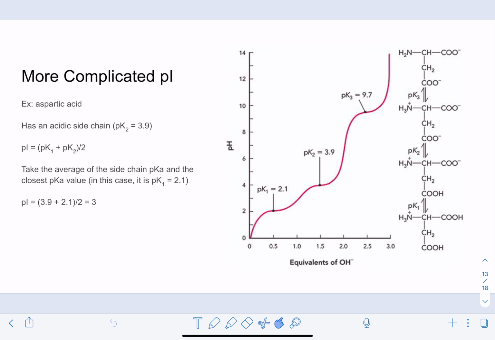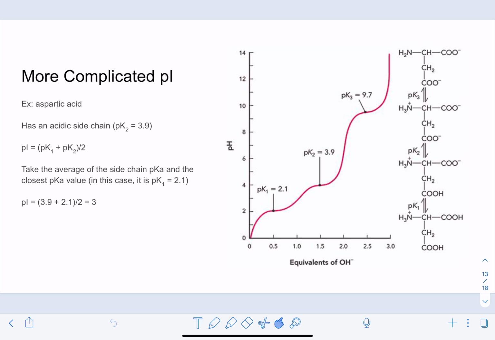Now, if the amino acid has a side chain with a pKa value, then it gets a little bit more complicated. For example, here we have an instance with aspartic acid. Aspartic acid has an acidic side chain, which contains another carboxyl group, and that carboxyl group has a pKa of 3.9. And like all amino acids, it also has the carboxyl group with a pKa of 2.1 and an amino group with a pKa of 9.7.